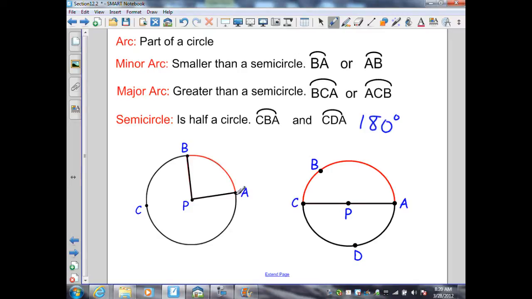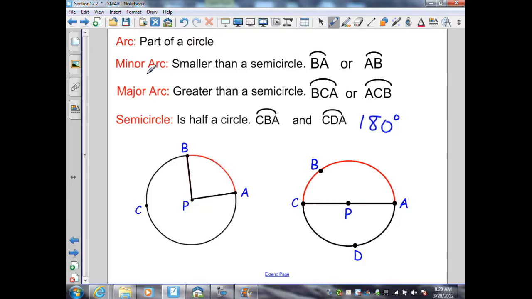Points B and A are on the circle, and they form what we call in geometry an arc. An arc is part of a circle, which is identified in the first diagram as red. We have a couple of different types of arcs. First, a minor arc. A minor arc is smaller than a semicircle. The second diagram demonstrates a semicircle. It is formed by a diameter in the circle. A semicircle is half the measure of the central angles of a circle, therefore 180 degrees.